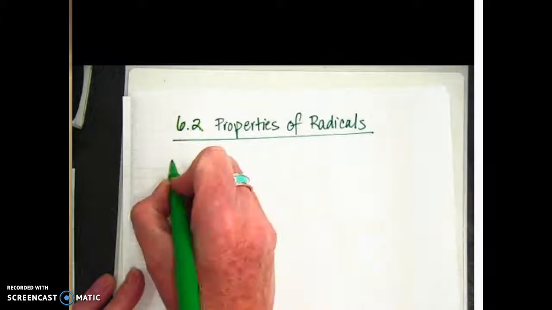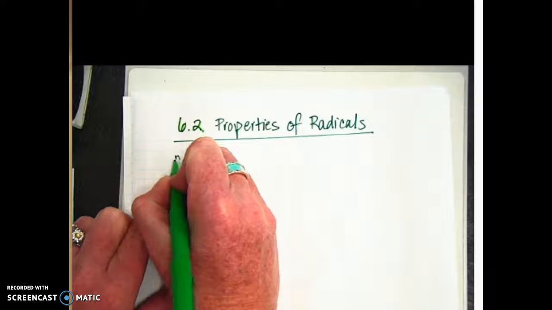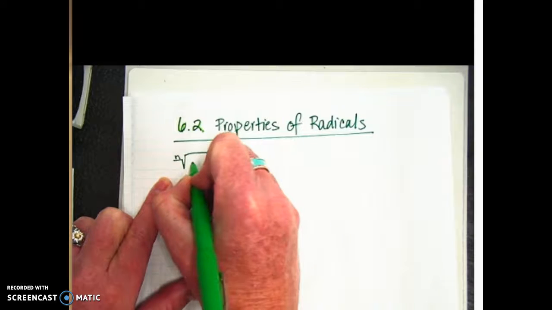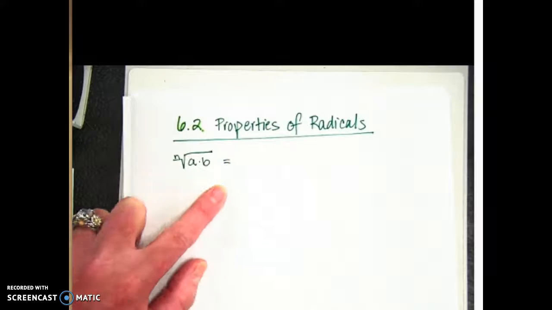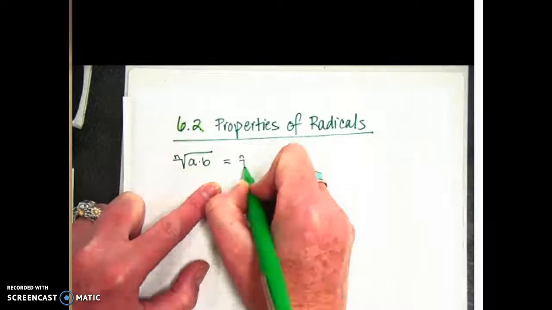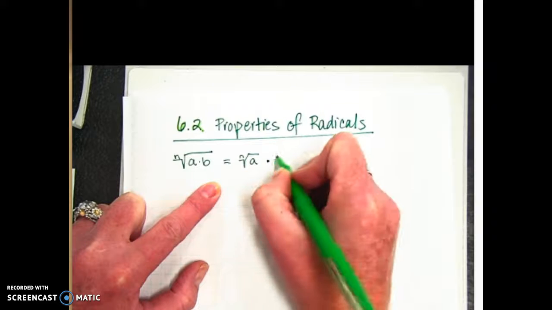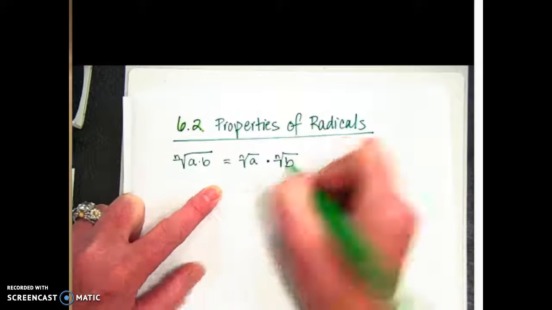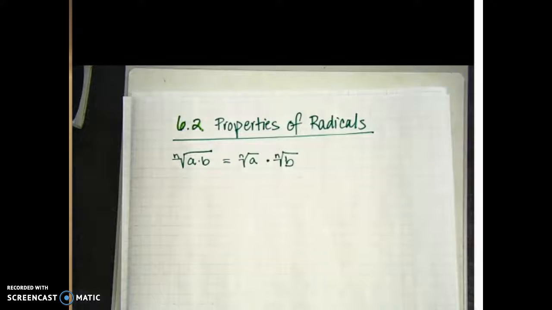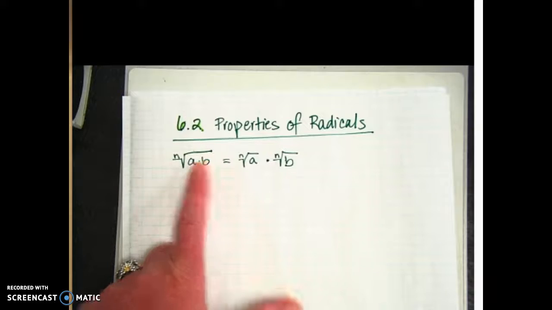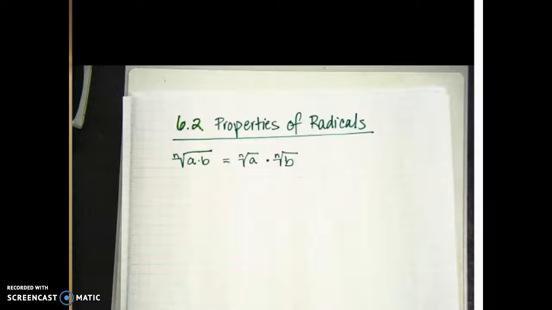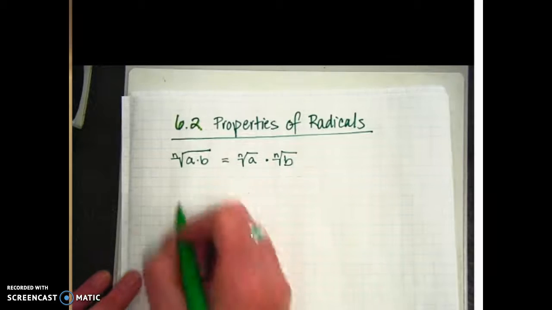Okay, so the first property, it's just written algebraically. You're going to take the nth root of AB, and one way to simplify it is to break it up, to say the nth root of A times the nth root of B. And this will be beneficial because you can separate the number that's under the radical or the algebraic expression so that it'll match your power.